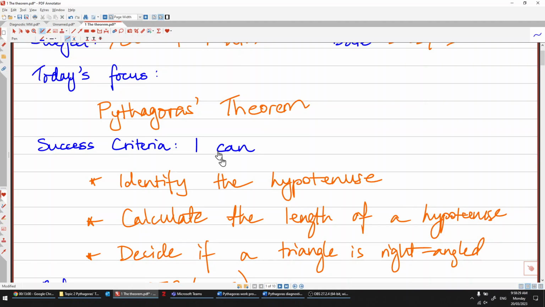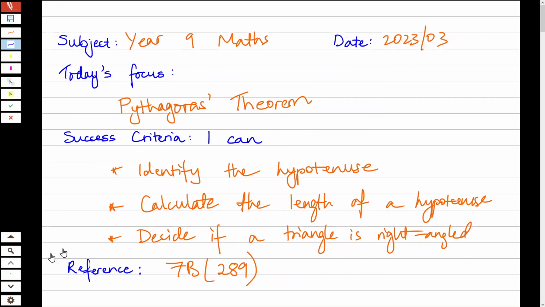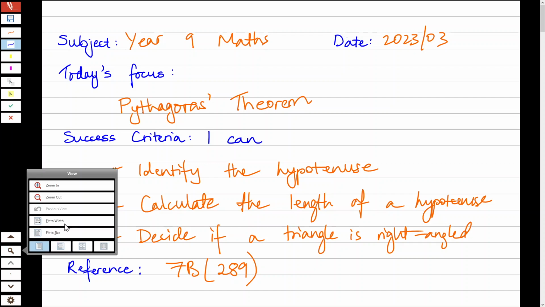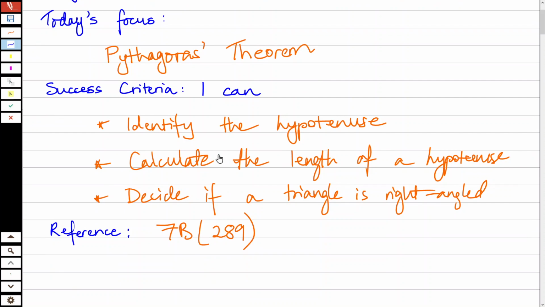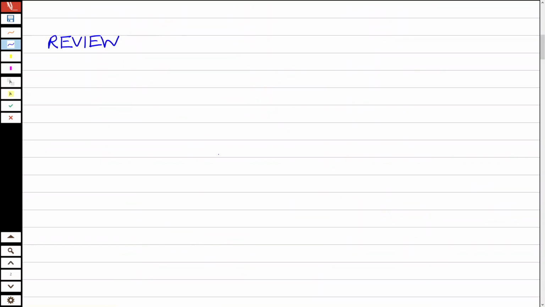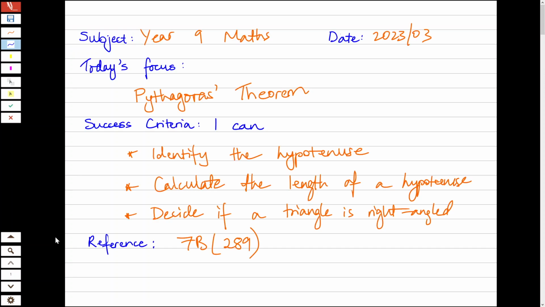So, do I have enough pages? Yes, we do. What is this? There we go.